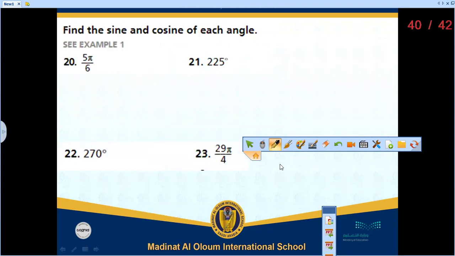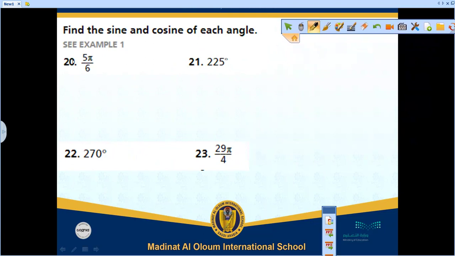Okay. Find the sine and the cosine of each angle. Okay. Let us see, guys, for 5 pi over 6, I would change this one into degrees. Multiply by 180 over pi. In your calculator, it makes what? 150. Now, draw the triangle.